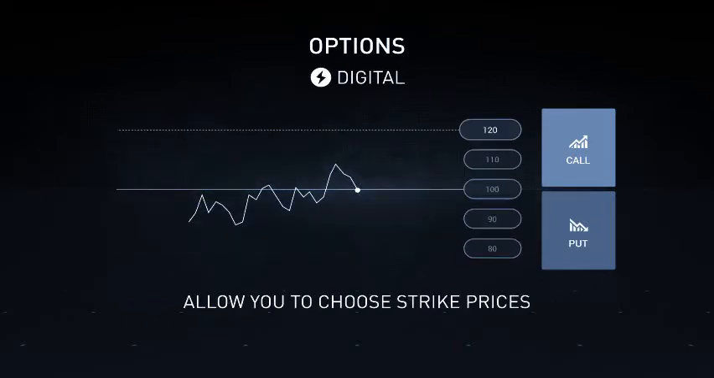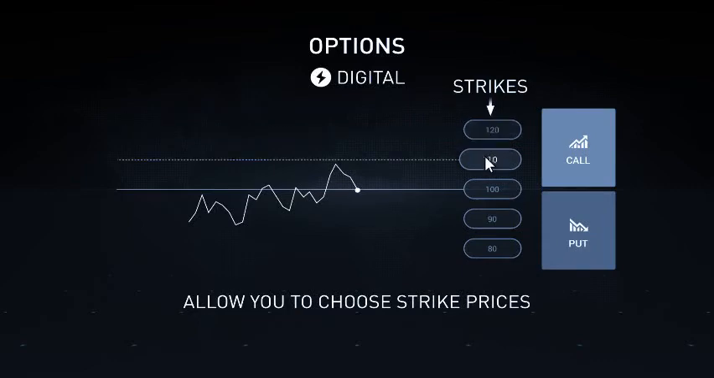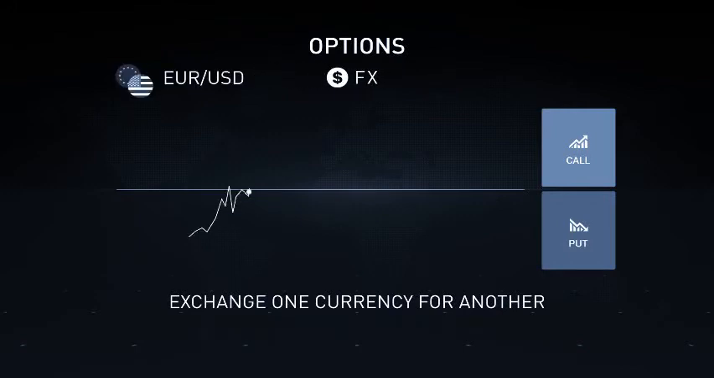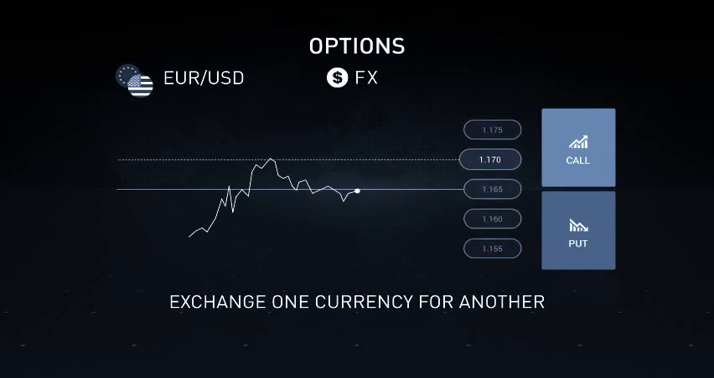Digital options allow you to choose strike prices, thus managing your risks more efficiently. Foreign exchange options, or FX options, give you the right to exchange one currency for another at a preset exchange rate at a specified moment in time in the future. FX options have strike prices like digital options.